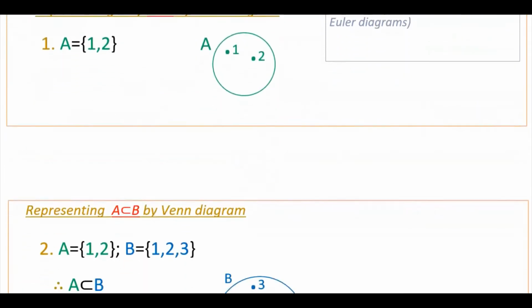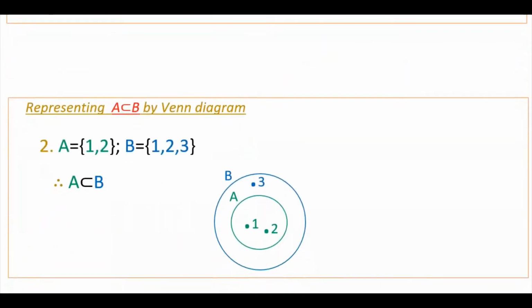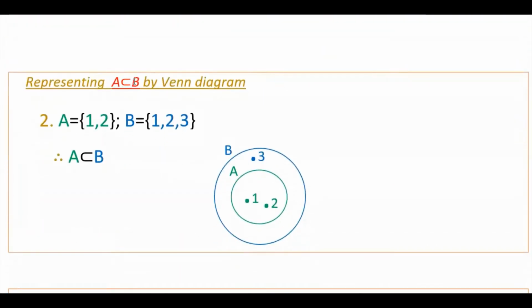And in the second example, here we are representing A is a subset of B by a Venn diagram. We know that A is a subset of B means the elements of A are also the elements of B. Then you can take A equal to 1, 2 and B equal to 1, 2, 3. You can see all the elements of A are also in B. So here A is a subset of B. This you can represent like this. Here B includes all the elements of A.